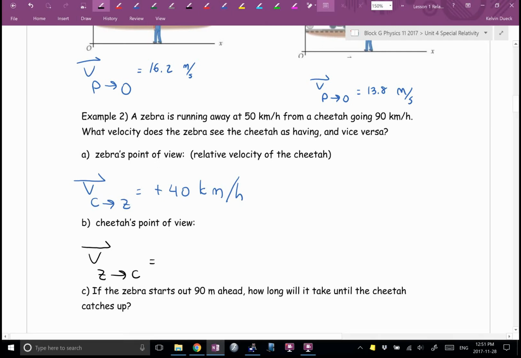So there's a difference in speed of how big? But for the cheetah, it sees the zebra traveling at... Okay.